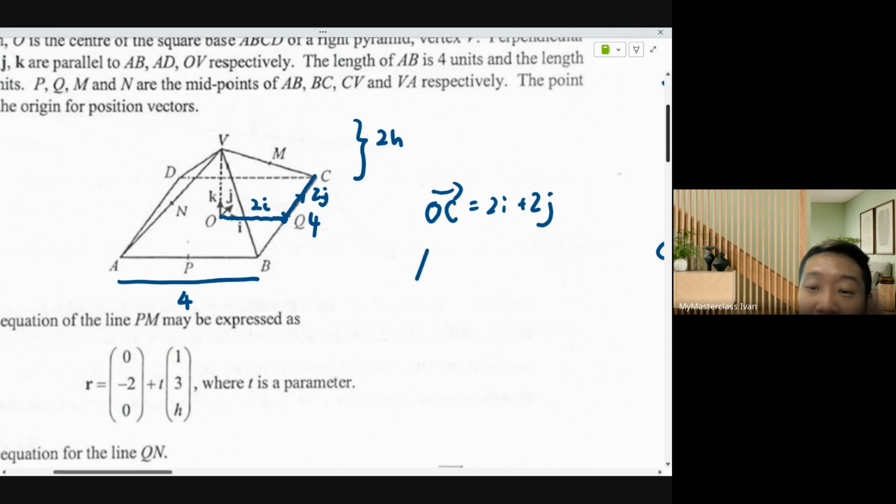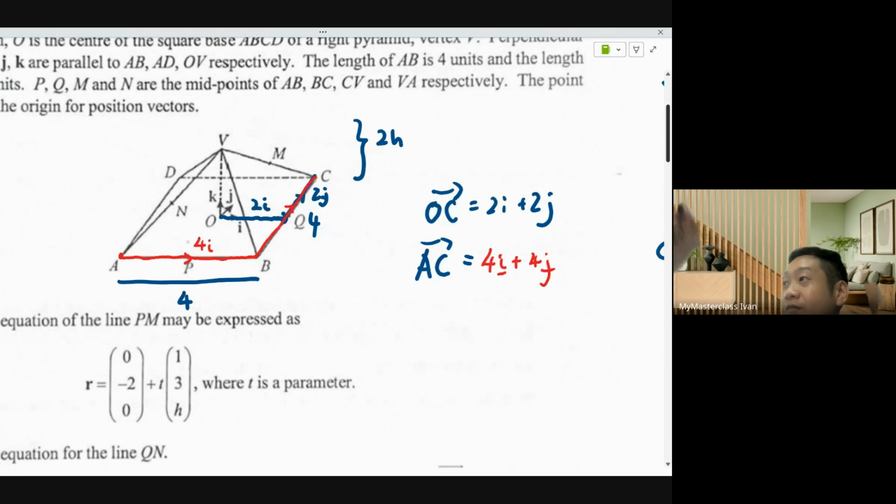But if I want A to C, look at my red one. A is the starting point. This way is called what? 4i. Understand? Because you are traveling to the right 4 units. This one is called what? 4j, right? So this is 4i plus 4j. It doesn't matter that A is behind, because I am going from A to C, so this is called A to C. This is how you understand. Going to the right means positive. Going up means positive also.